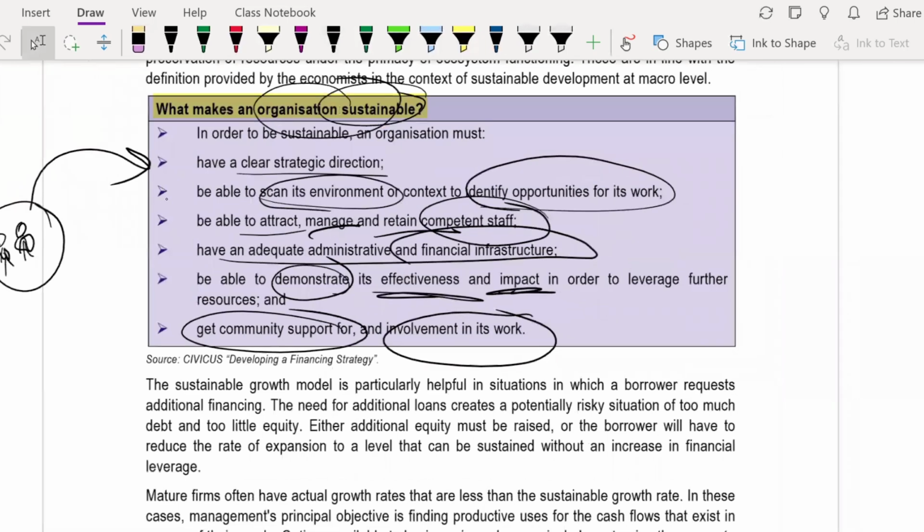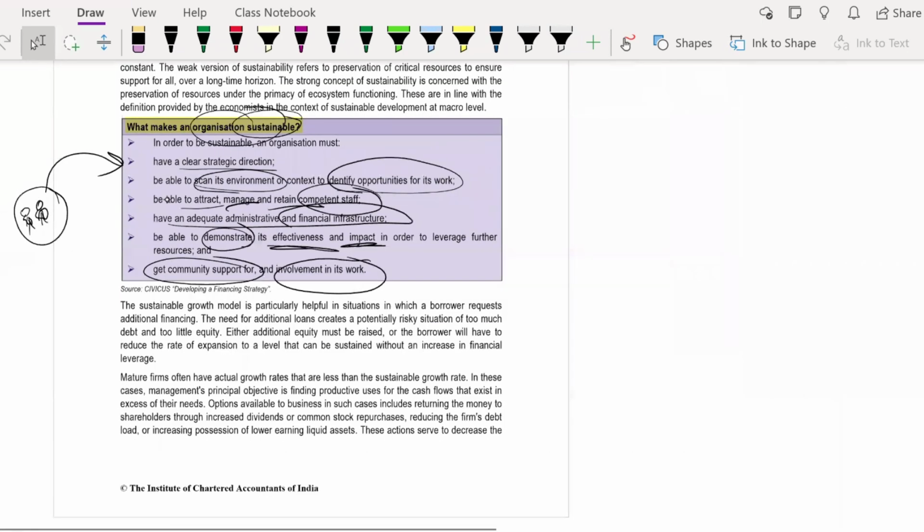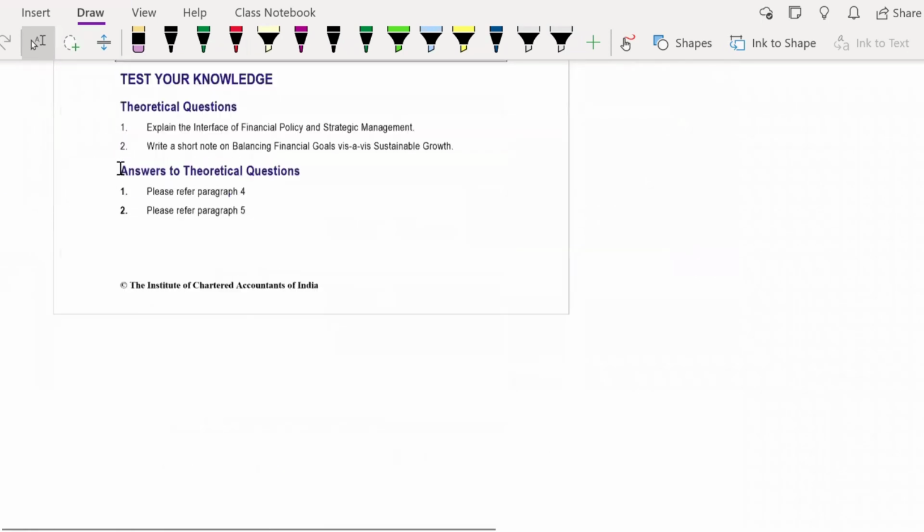So here she must have a very good direction of what she wants to do in the future. She must be able to scan the environment and get opportunities where she can get a good name for herself. She must be able to attract the people who are there in the family, so that in the end they are able to support her in case any support is required, and she should have good infrastructure as well. Okay, it's an easy way to remember this. So this was what makes an organization sustainable.